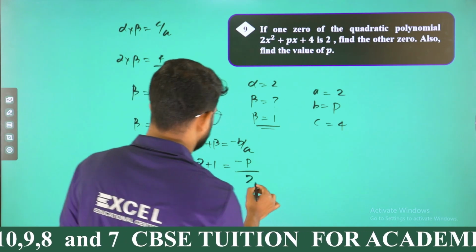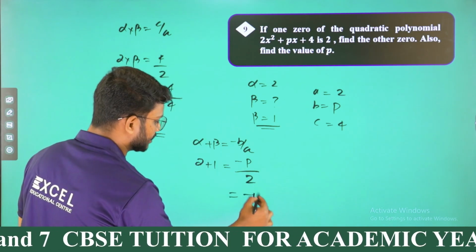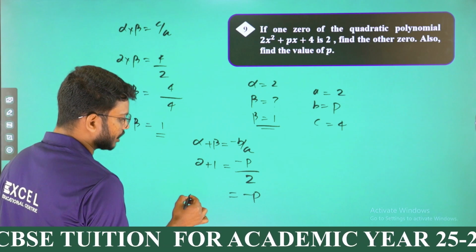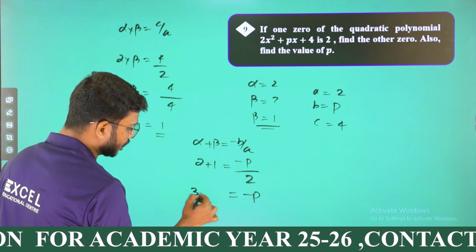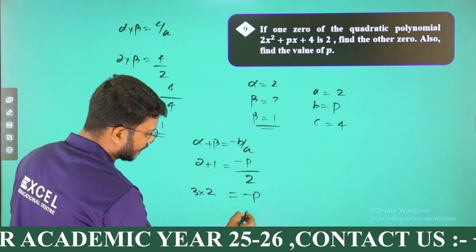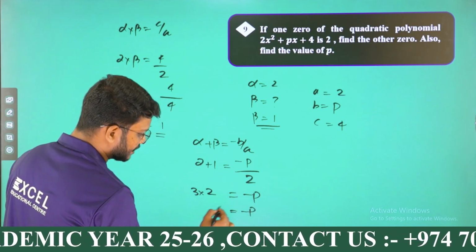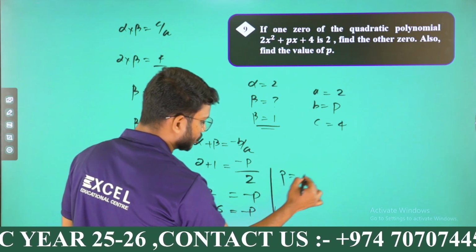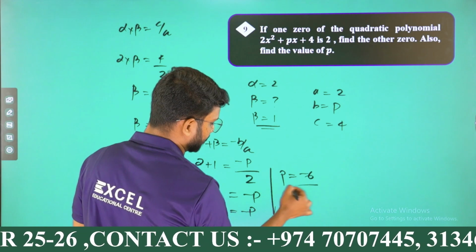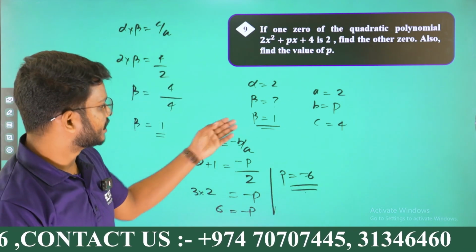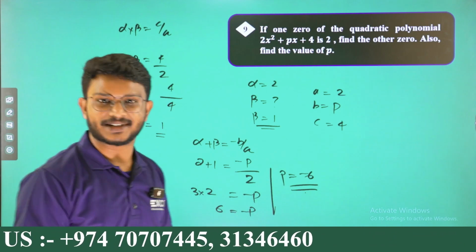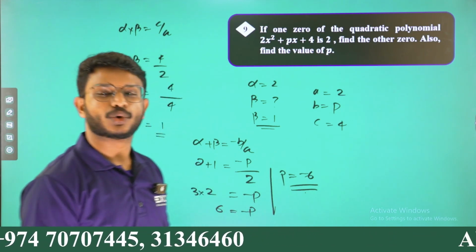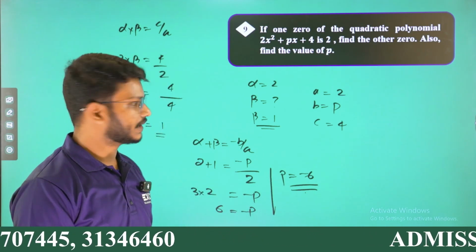Yes, so negative p is equal to 2 plus 1, which is 3, and this divided by 2 becomes multiplied by 2, so 3 into 2, so negative p is equal to 6, so p is equal to negative 6. So for the second zero, beta is equal to 1 and the value of p is equal to minus 6. Very easy, right? So let's move to the next question.